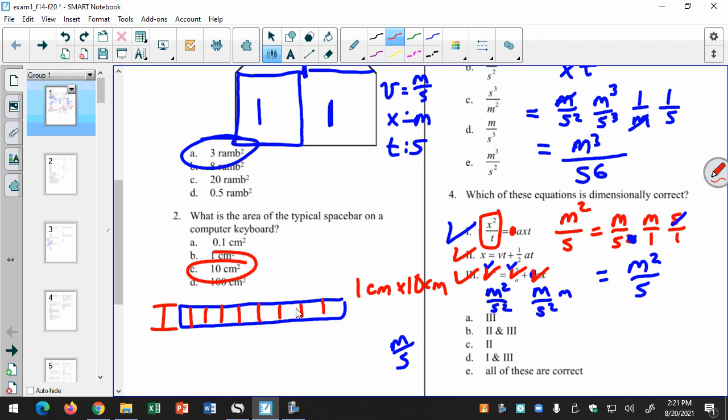No, it has to be the same exponent. I said it was the same because right here I have meters over second squared. That's the same as meters squared over second squared. That's why it's the same, because it's the same units and the same exponents. Must be the same exponent. Okay?